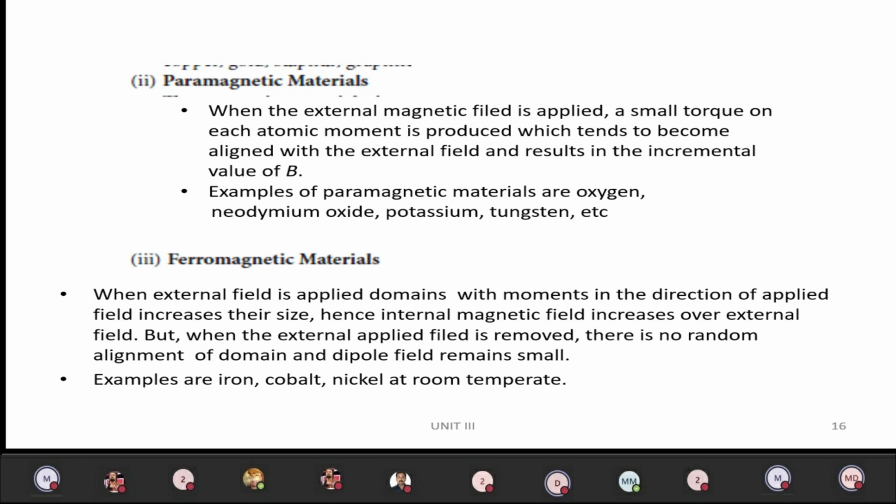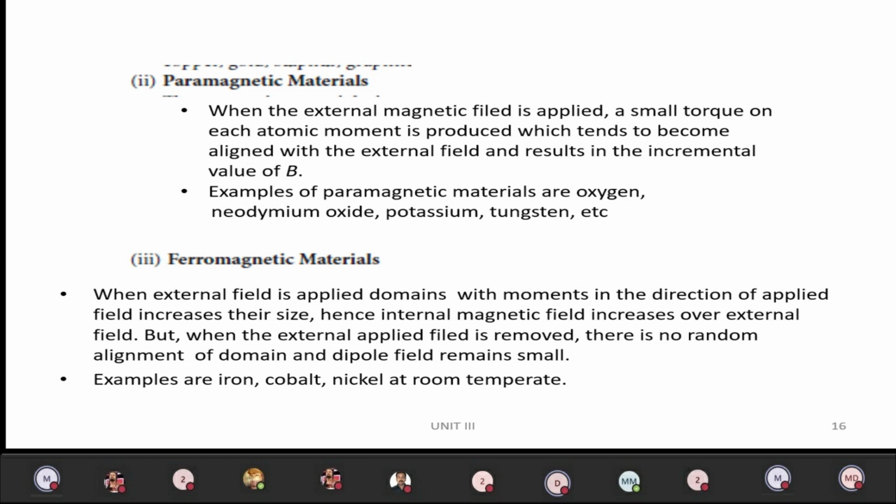Then ferromagnetic material. When an external magnetic field is applied to it, the internal magnetic field will increase over the external field. So compared to all these magnetic materials, ferromagnetic material will have a good magnetism property.